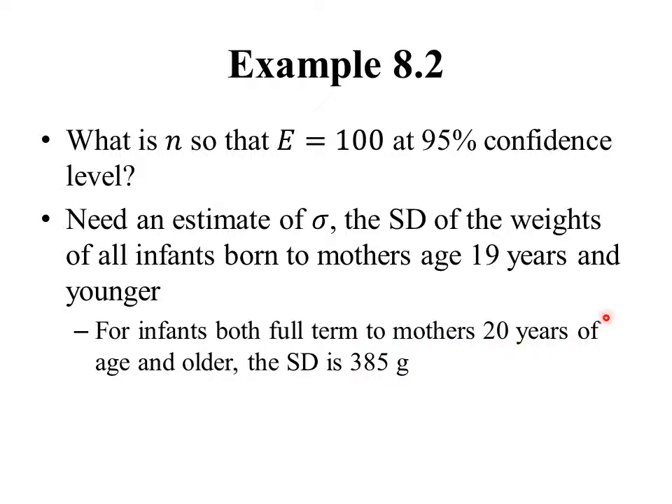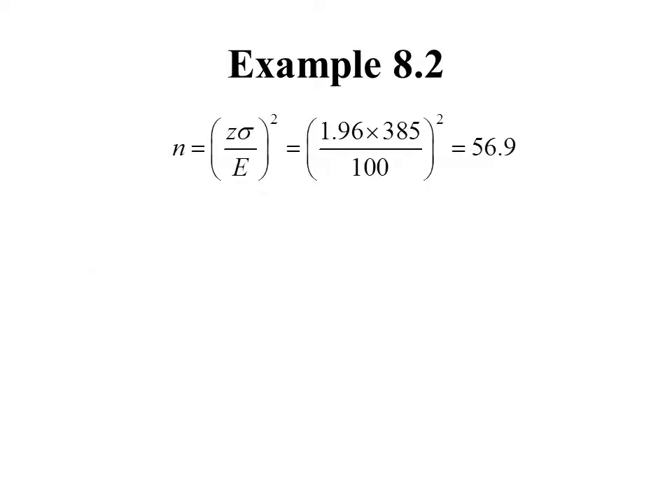So here we've got another population of mothers, not the same population, but in a survey of those mothers we found that the standard deviation was 385 grams. Now exactly how they found that number we won't worry about. We're just going to take that number for granted. And so we're going to take this number 385 as an estimate of sigma that we'll use in our formula for the sample size. And so now we've got all the necessary information. We just need to plug stuff into our formula.